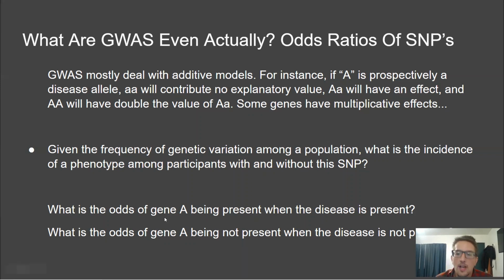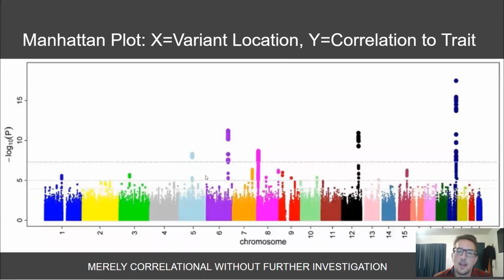There are 2 ways you can really look at it. You can ask, what are the odds of gene A being present when the disease is present? And what are the odds of gene A not being present when the disease is not present? When the gene is there, it just so happens that people who have this gene are more likely to develop this disease. Conversely, when they don't have this gene, they're less likely to develop this disease. Pretty straightforward. I won't get into the math, but genome-wide association studies yield these Manhattan plots, which are fun to look at.